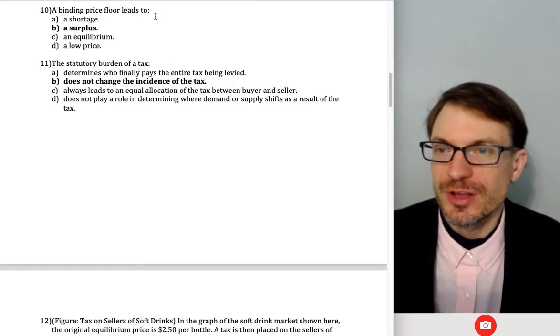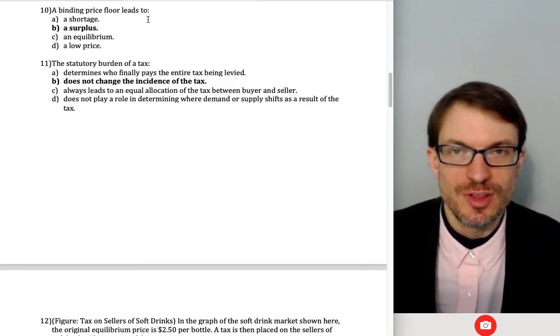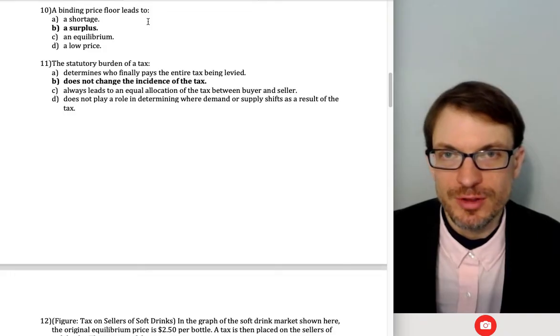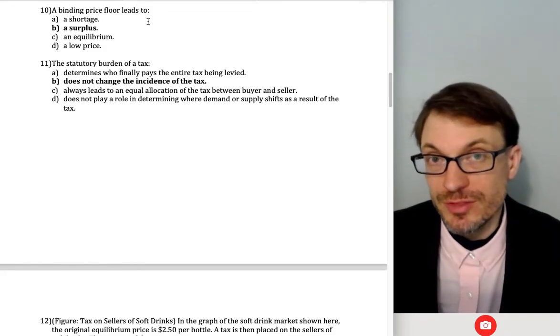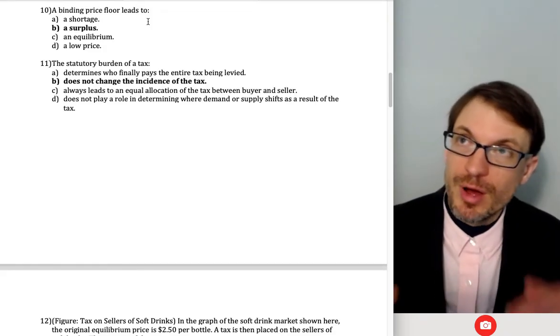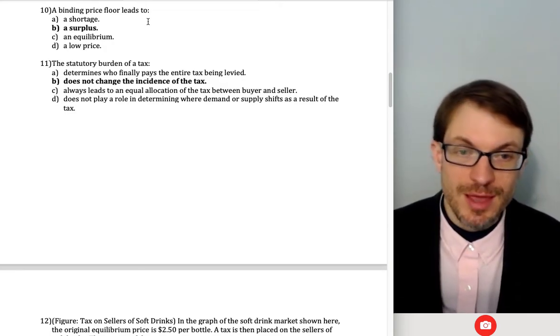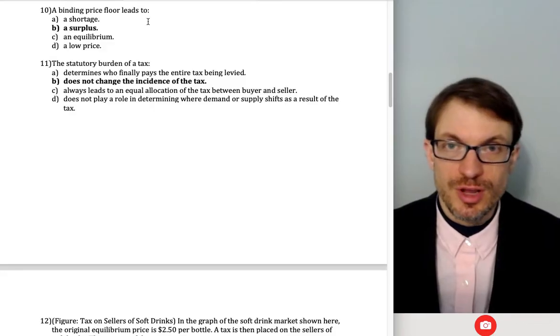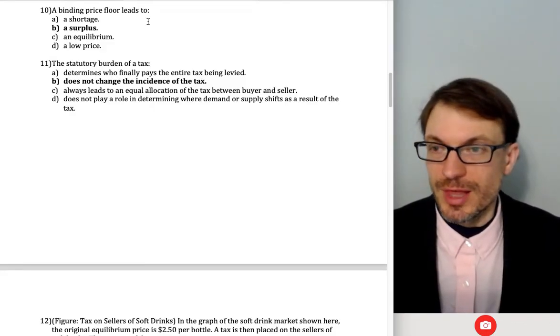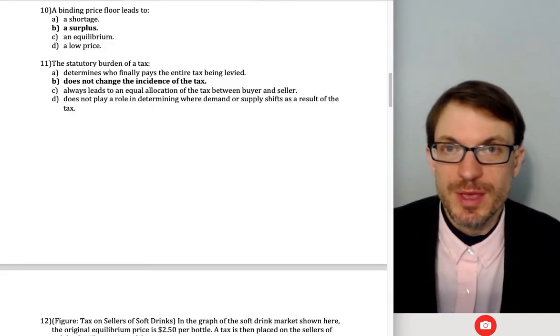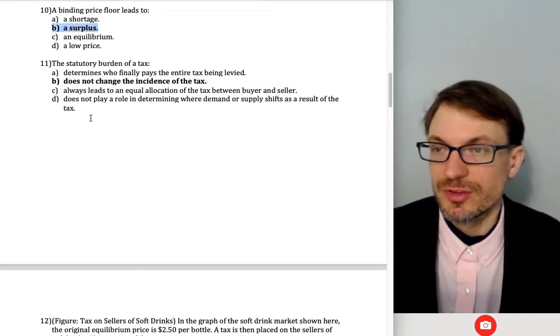A binding price floor. I was mentioning this before with price controls. A binding price floor would be a price floor set above the equilibrium price. Above the equilibrium price, it's going to strike the demand curve first, so the quantity demanded is going to be smaller than where it strikes the supply curve, where the quantity supplied is. If quantity supplied is bigger than quantity demanded, we have a surplus.